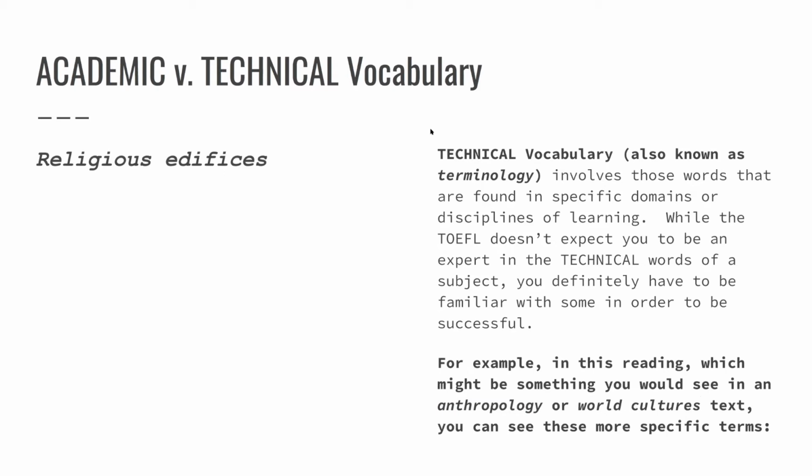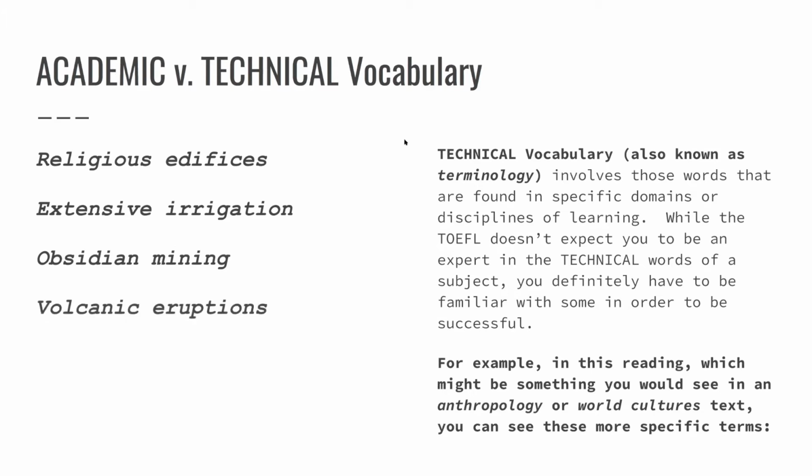Well, let me show you a few of the examples. There is one that we already looked at: religious edifices, extensive irrigation, obsidian mining, volcanic eruptions, archaeological evidence, and finally, city elite. Okay, now guys, do any of these words look familiar to you? Only I know city. Okay, so we know city. We probably know religious, right? Yeah, religious. Okay. Sunny, what about you? Any of these words look familiar? Sandrina.